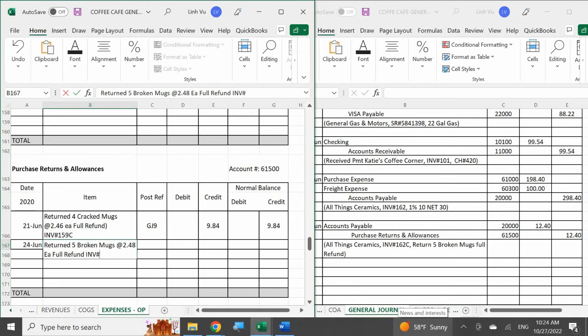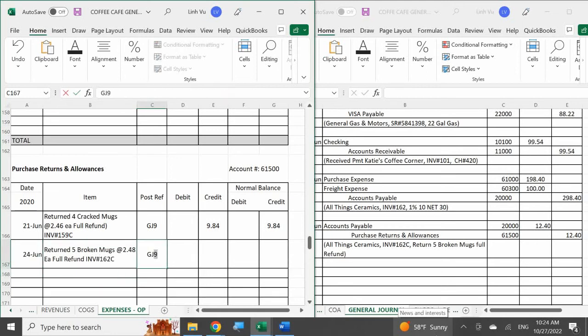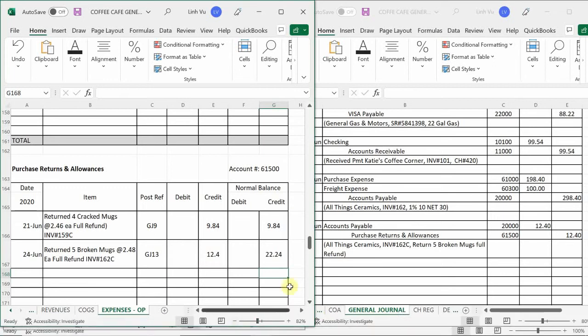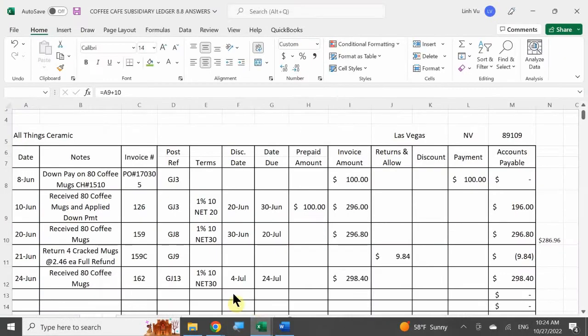Invoice number 162C. 13 for $12.40. So how much is my total refunds? 22.24. Good. So what is next? We go to our subsidiary. Subsidiary, right? Because we need to mark that they're going to give me a credit on my invoice.